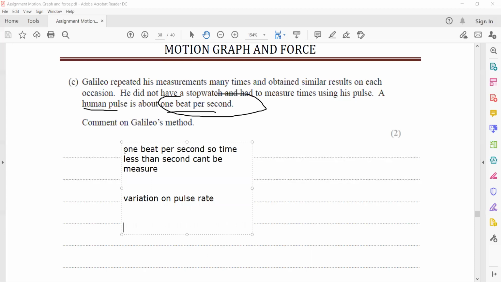And another thing, he's getting a similar result. If he's getting a similar result, then the results are precise. For example, getting a similar answer means the results are precise. So this is a comment on the Galileo method.